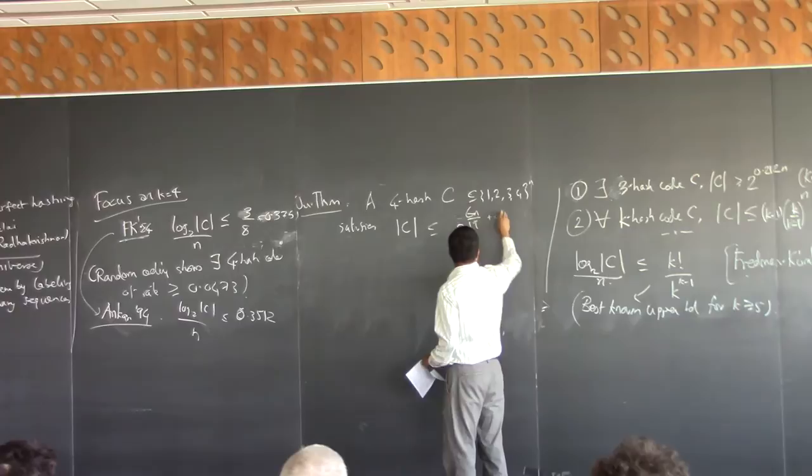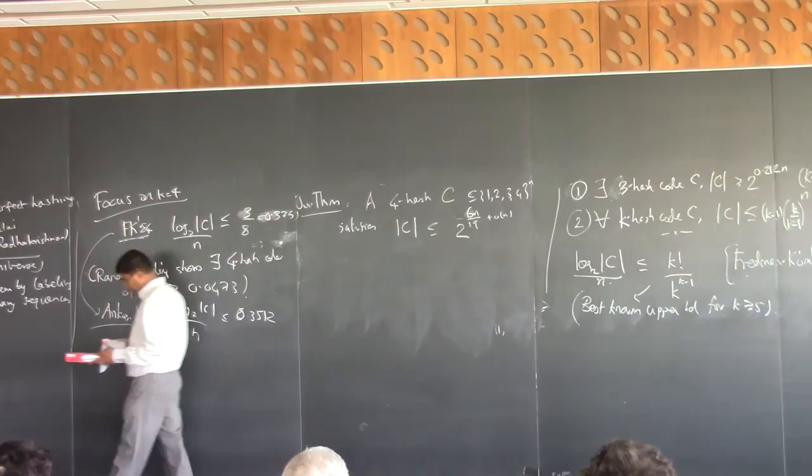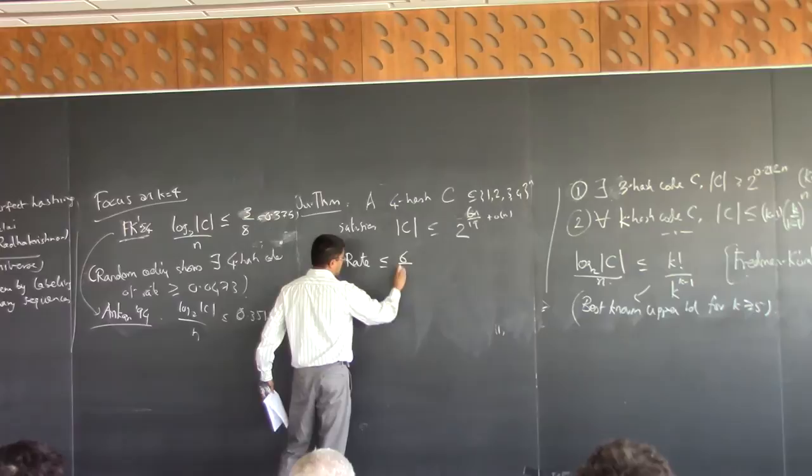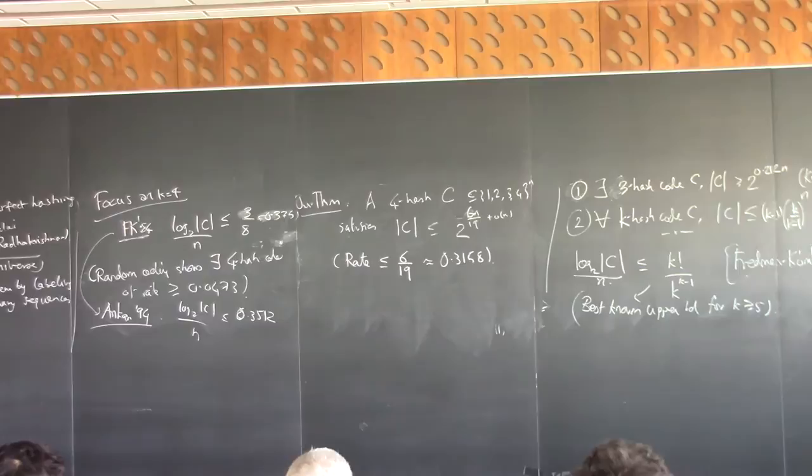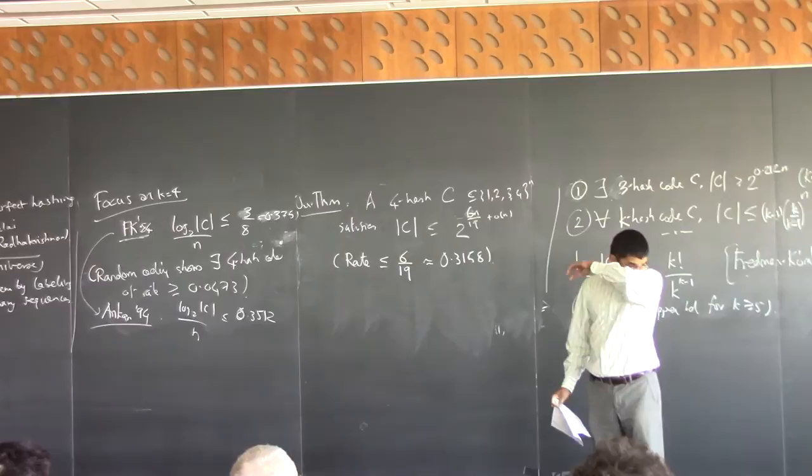All right. So in other words, the rate is at most 6/19, which is about 0.315. Okay, so that's our result. Any questions about the context? So at least the result statement should be clear.